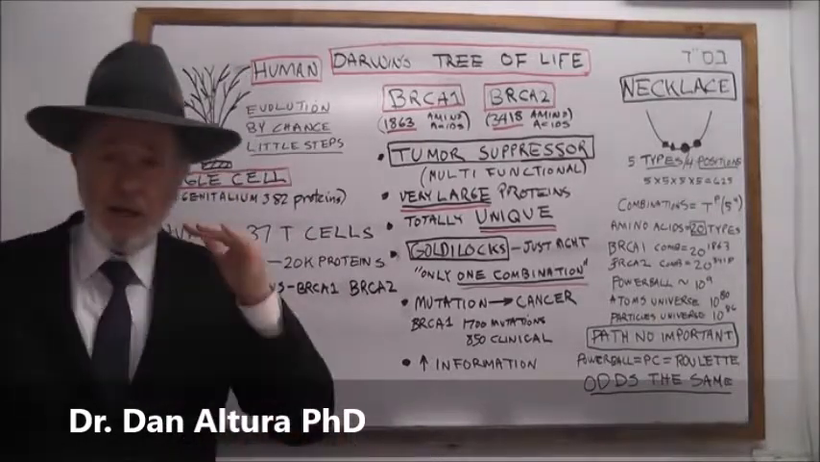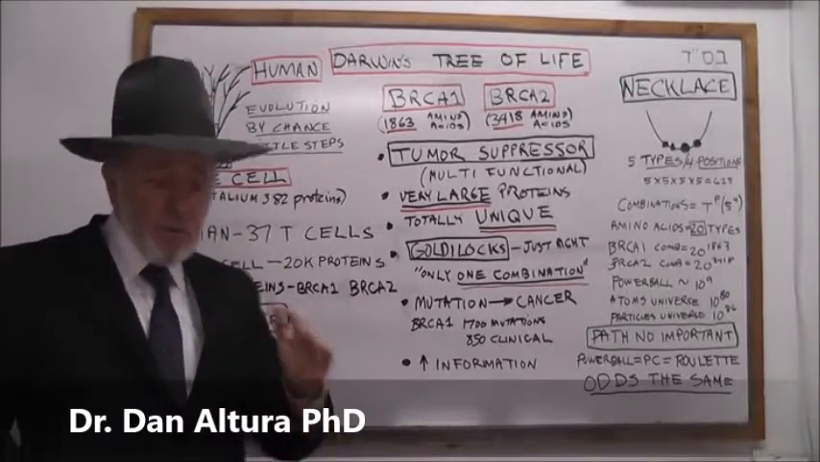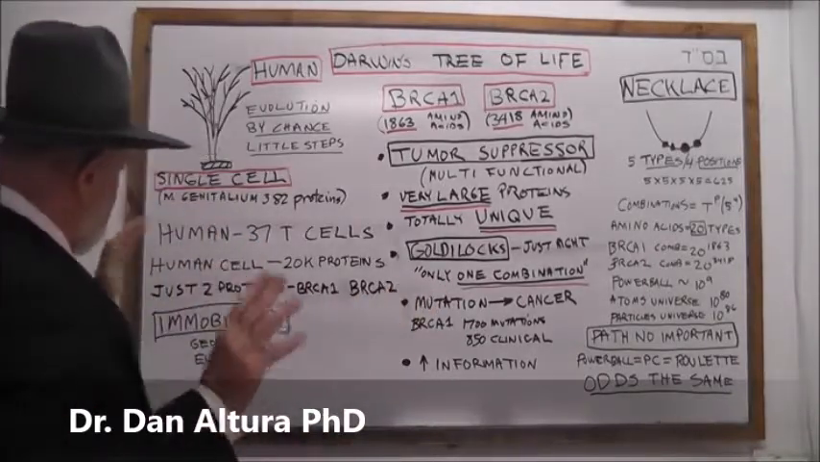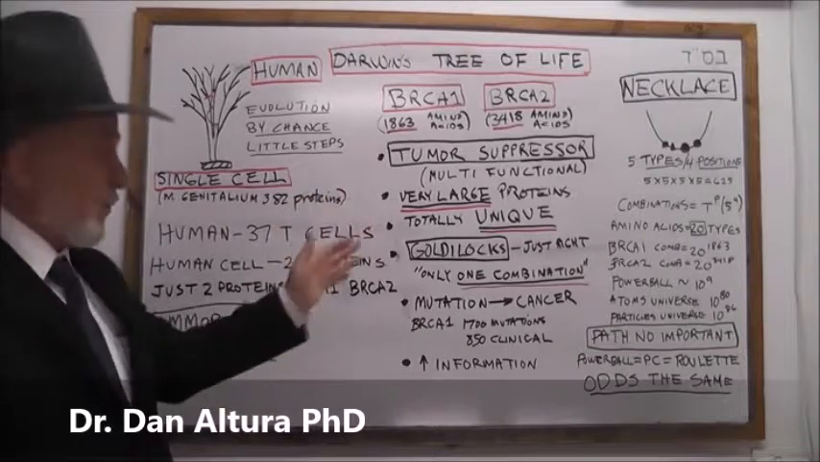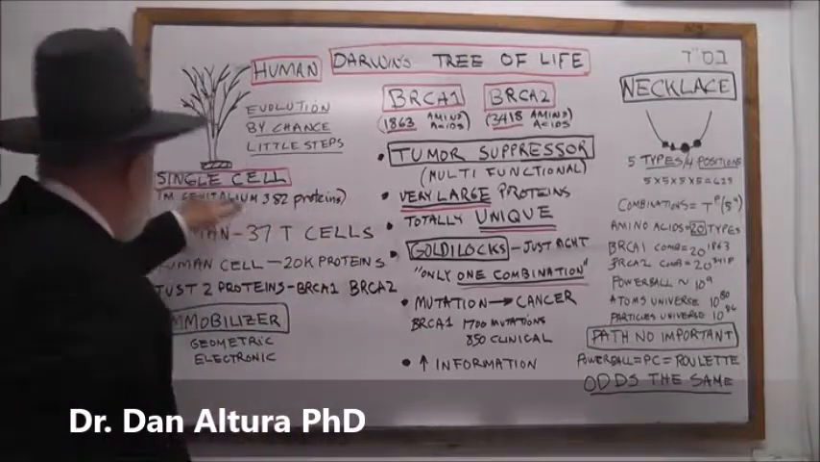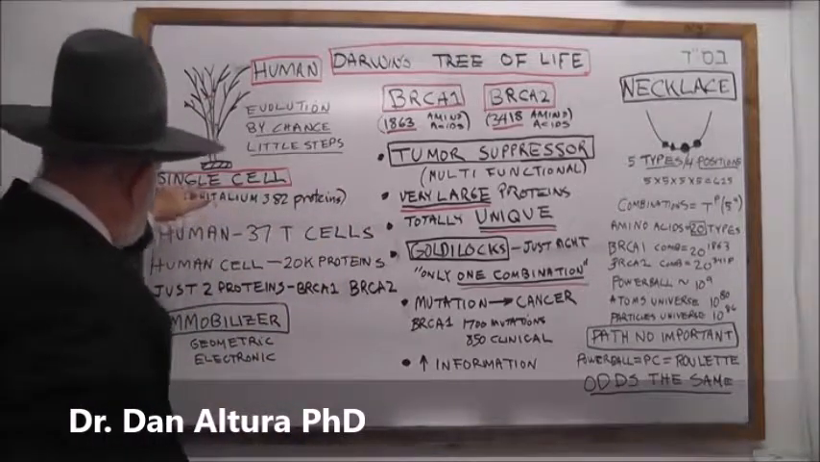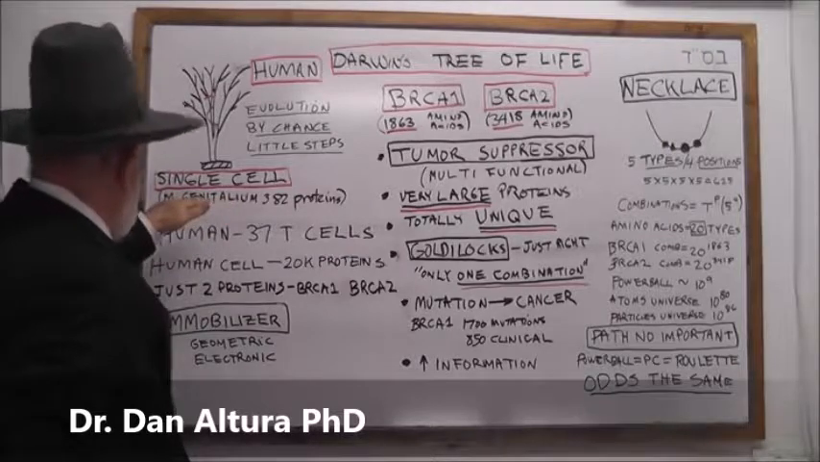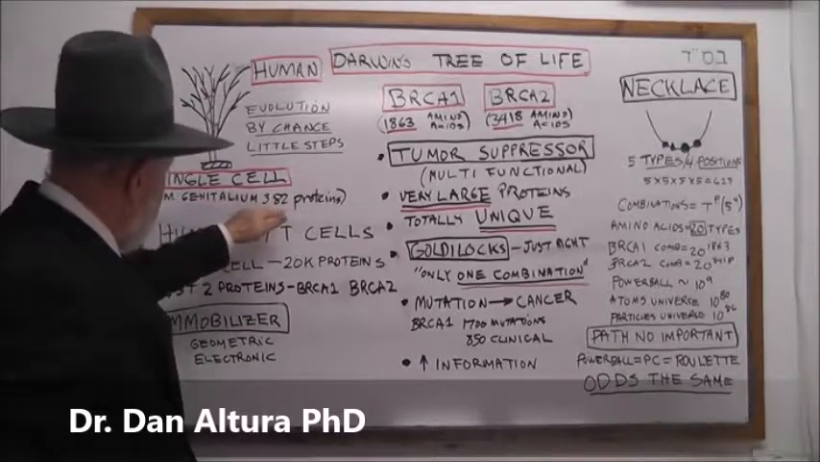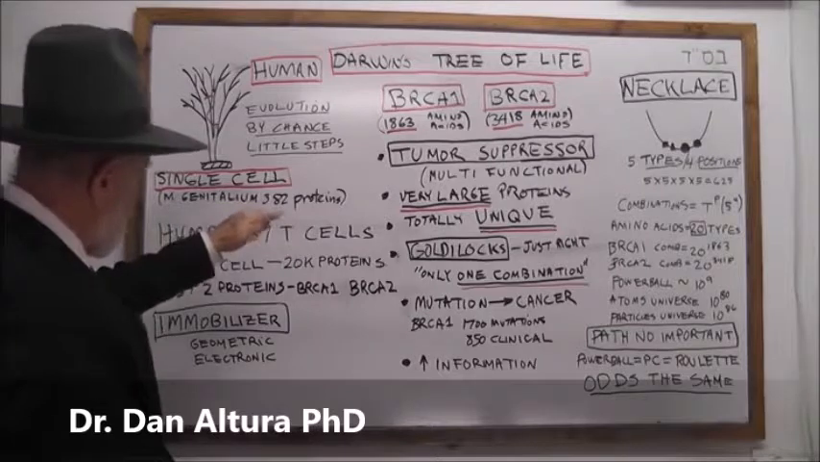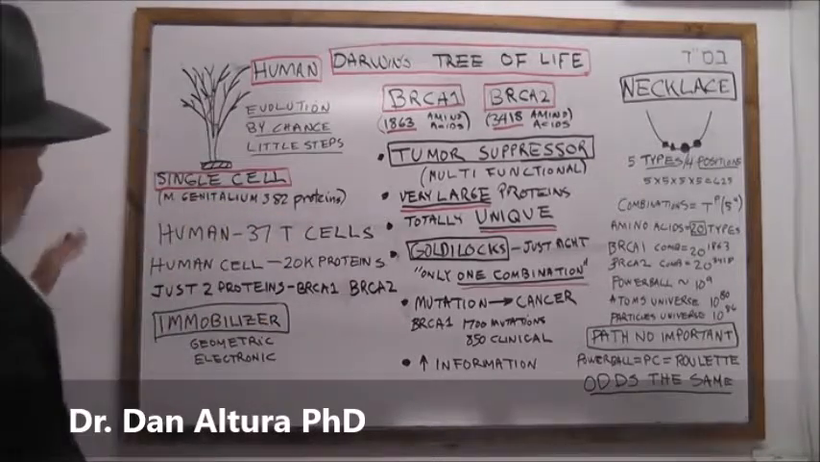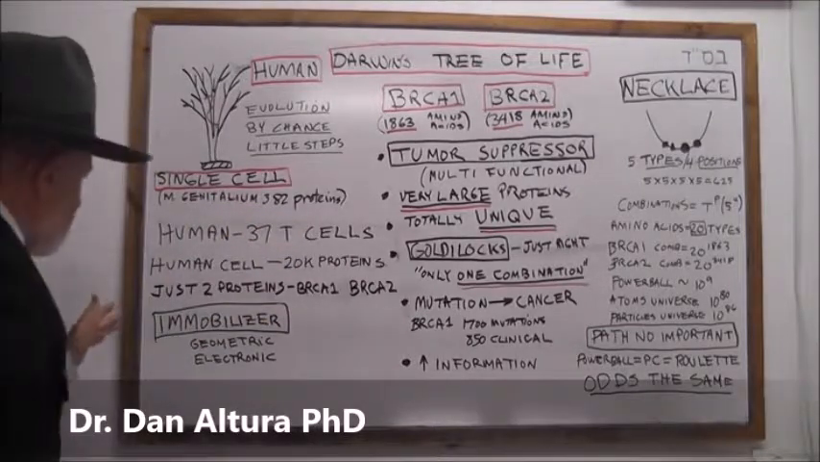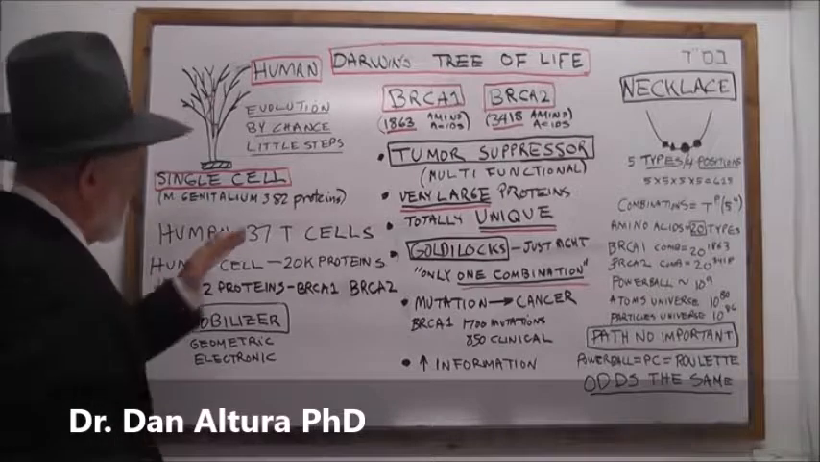And they found that after you go down below 382 proteins, the cell stops functioning, it dies, it can't reproduce. So we're going to assume that the single cell is somewhat like the M. genitalium cell with the 382 types of proteins.